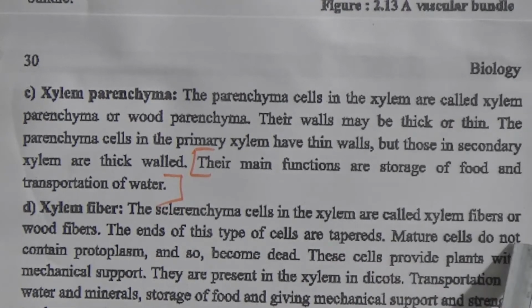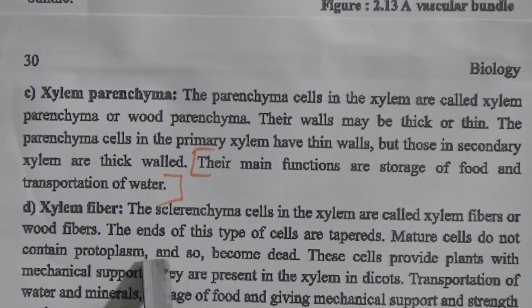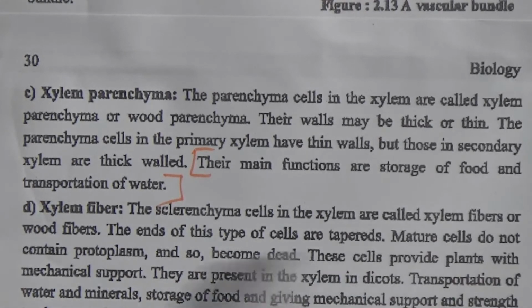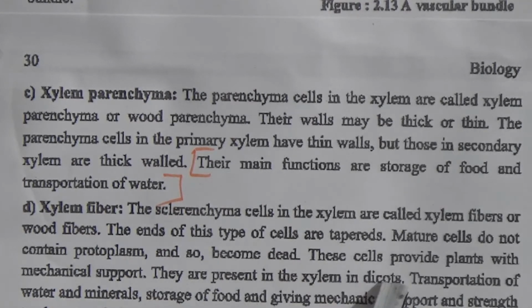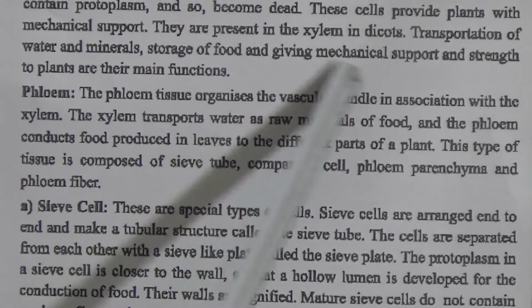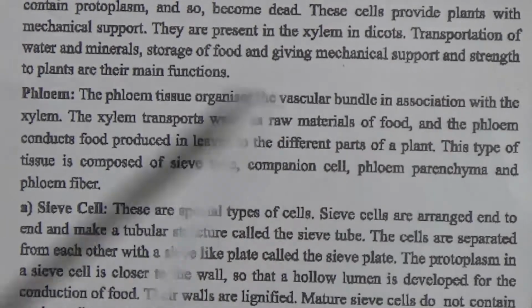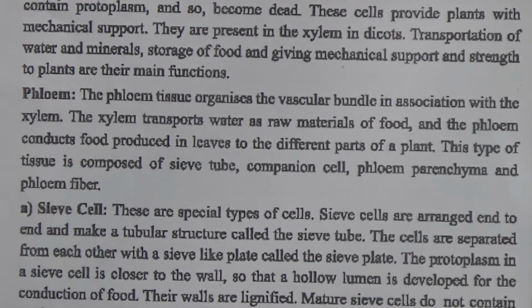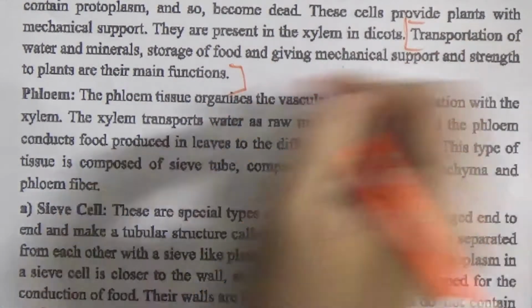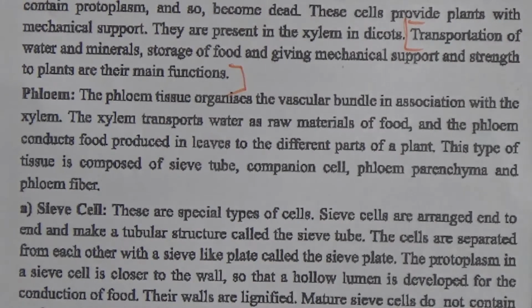Mature cells do not contain protoplasm and so become dead. These cells provide plants with mechanical support. They are present in xylem in dicots. Transportation of water and minerals, storage of foods, and giving mechanical support and strength to the plant are the main function. This is the function of xylem fiber. Now come to the phloem.